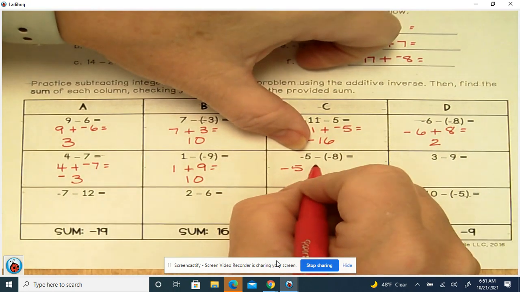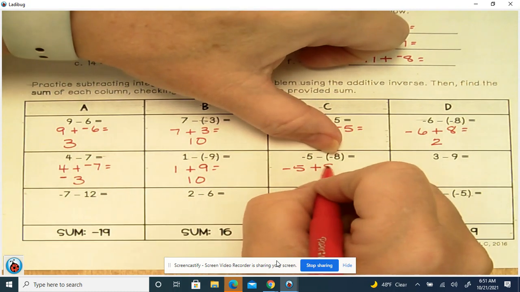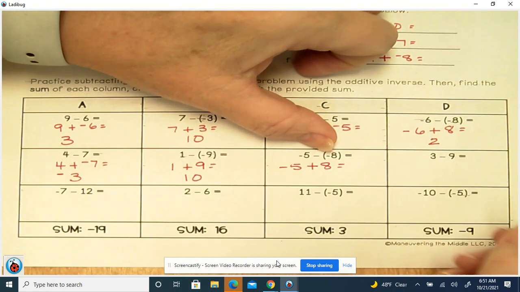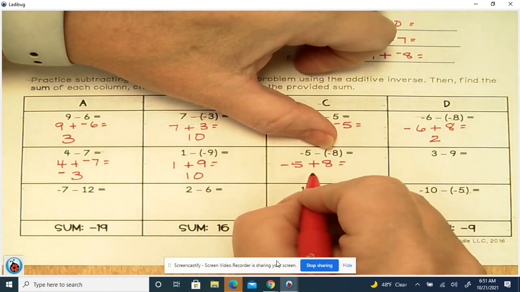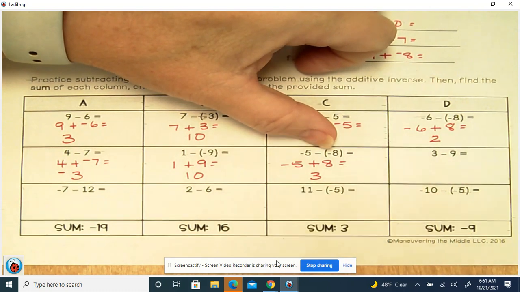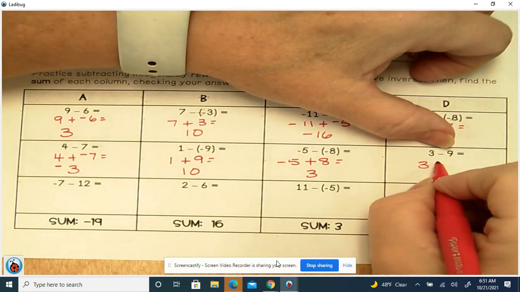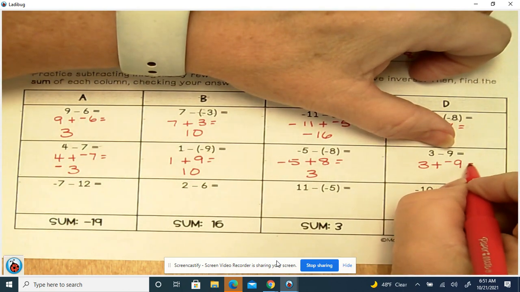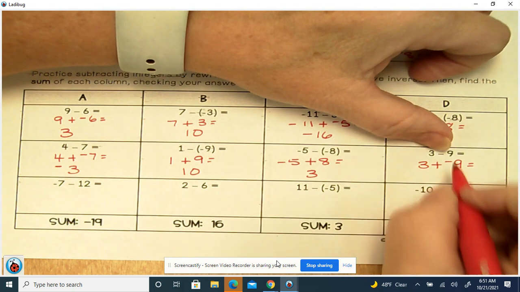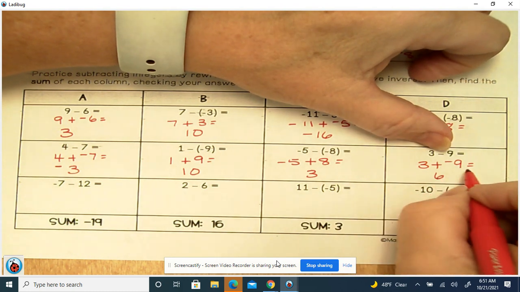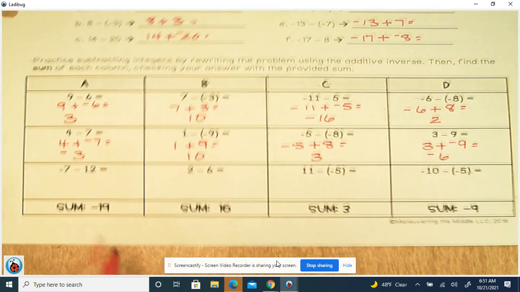Keep the -5. Change the minus to a plus. Change the sign of next. Different sign, subtract. 8 minus 5 is 3. 8 has the largest absolute value, so it stays 3. Change the minus to a plus. Change the sign of next. Different sign, subtract. 9 minus 3 is 6. 9 has the largest absolute value, so we keep the negative.